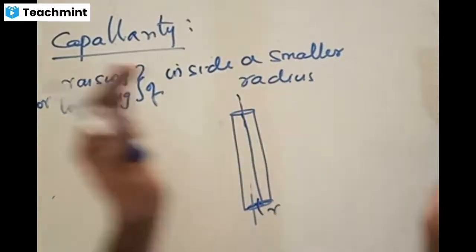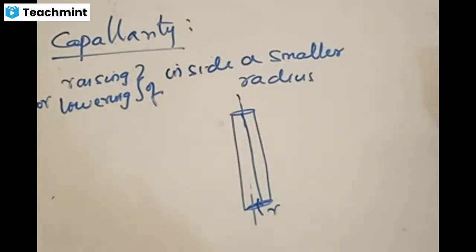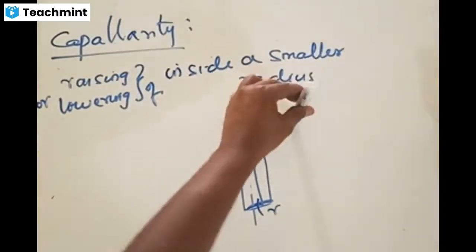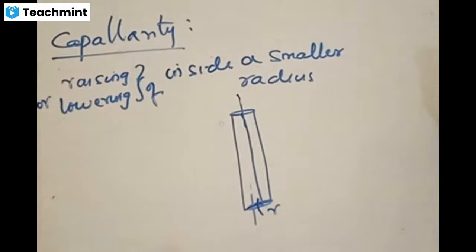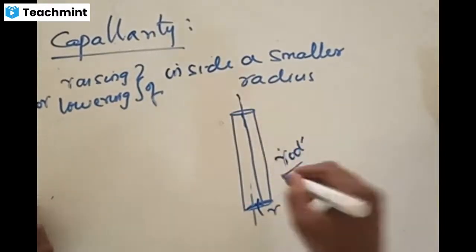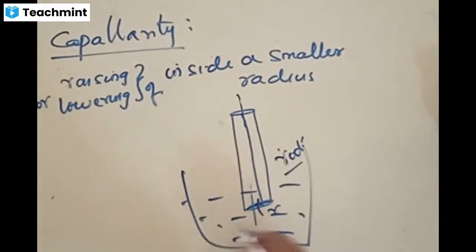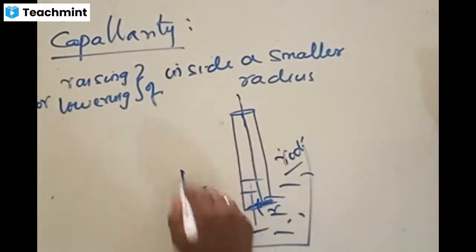It should be small, not a bigger hole like this, a very big hole. It's very, very small, a smaller radius. Now what happens if you take that and immerse it in any kind of liquid? A glass rod is taken with a certain hole inside it. Then what happens if you immerse that rod inside a liquid in a jar?